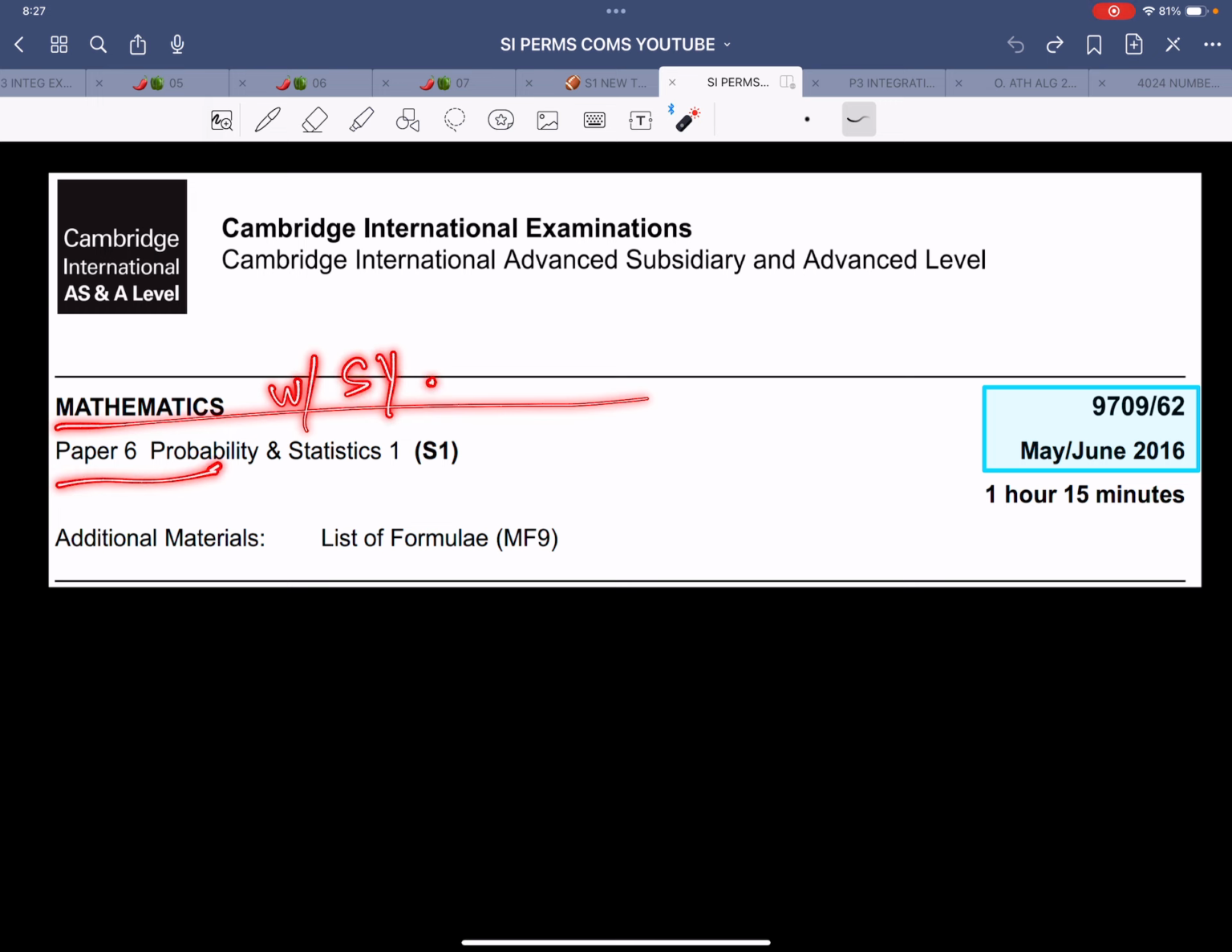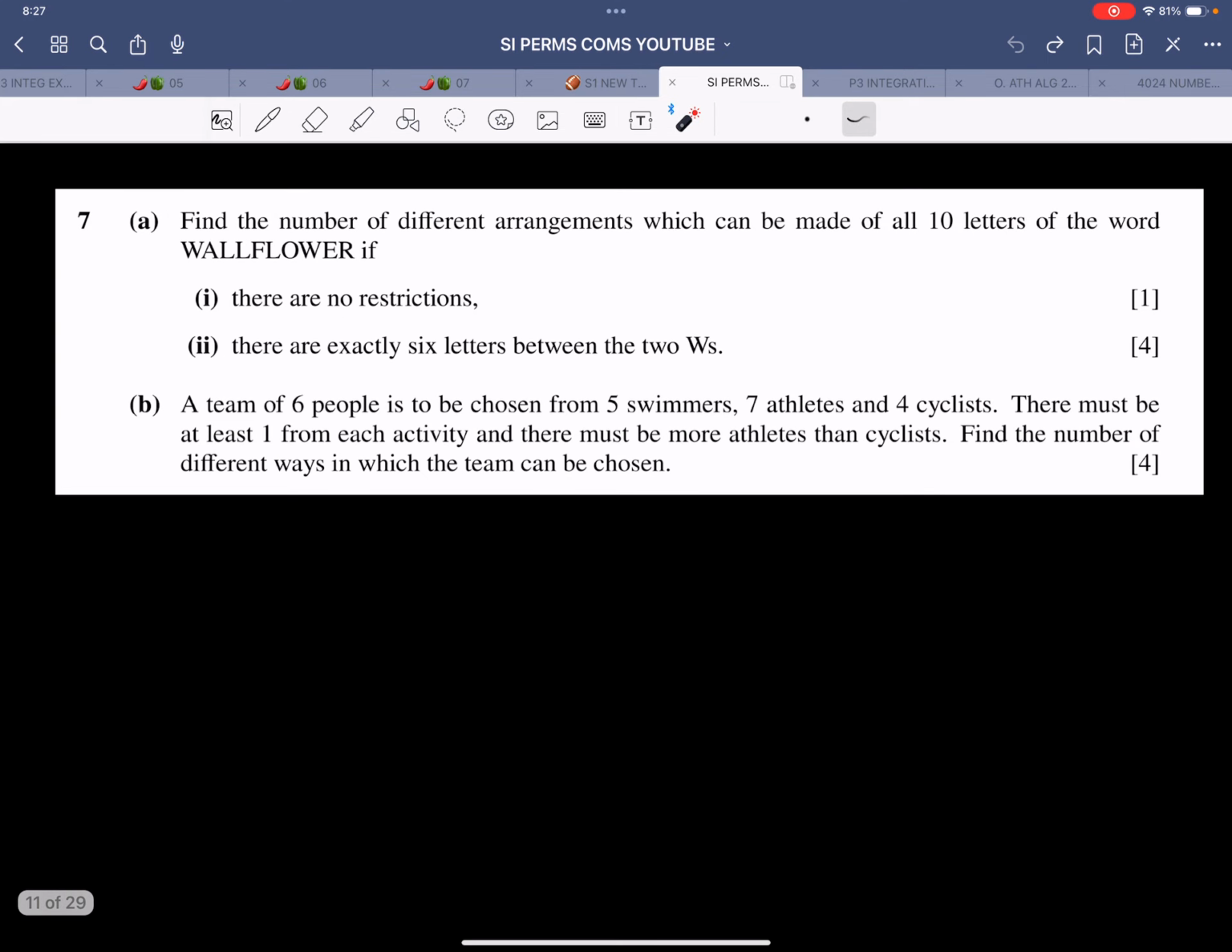We are solving a question from Paper 6, which is Probability and Statistics 1, S1. This is from the year May-June 2016, the second variant, and the question is about permutation and combination. Now let's focus on the first question. The first question is part A. So there is a part A, there is a part B. The first question is about arrangement.